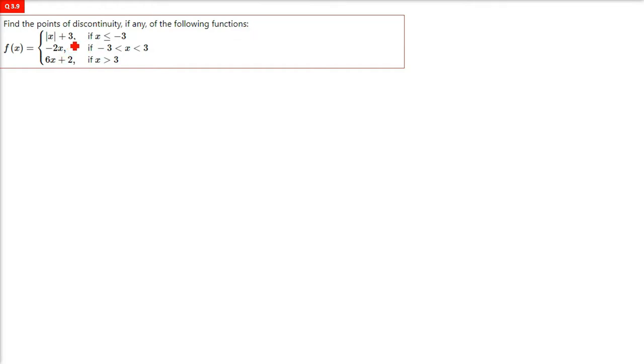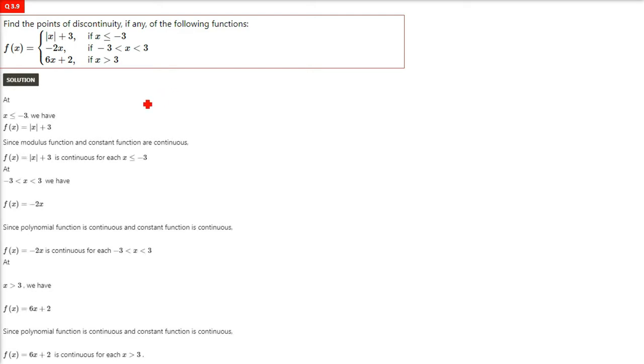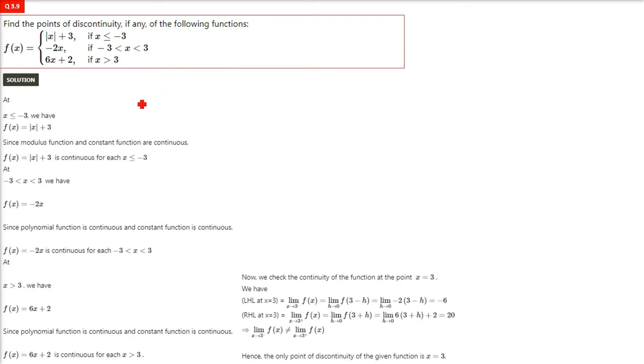Find the points of discontinuity, if any, of the following functions. Okay, so there are 3 separate functions, and these separate functions are individually continuous. We have to check at 3 and minus 3 as well. That is, if you start with this real number line, so 0, just to show how the line goes, negative 3 on the left hand side, positive 3 on the right hand side.